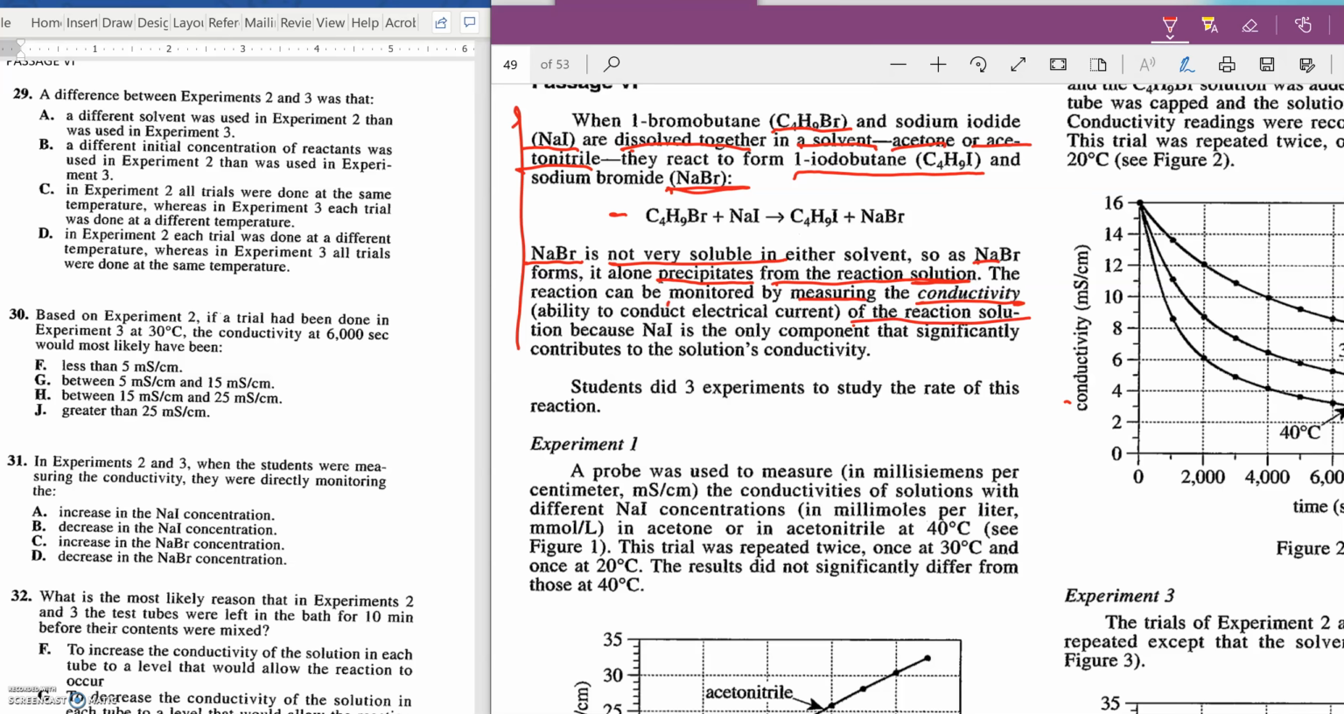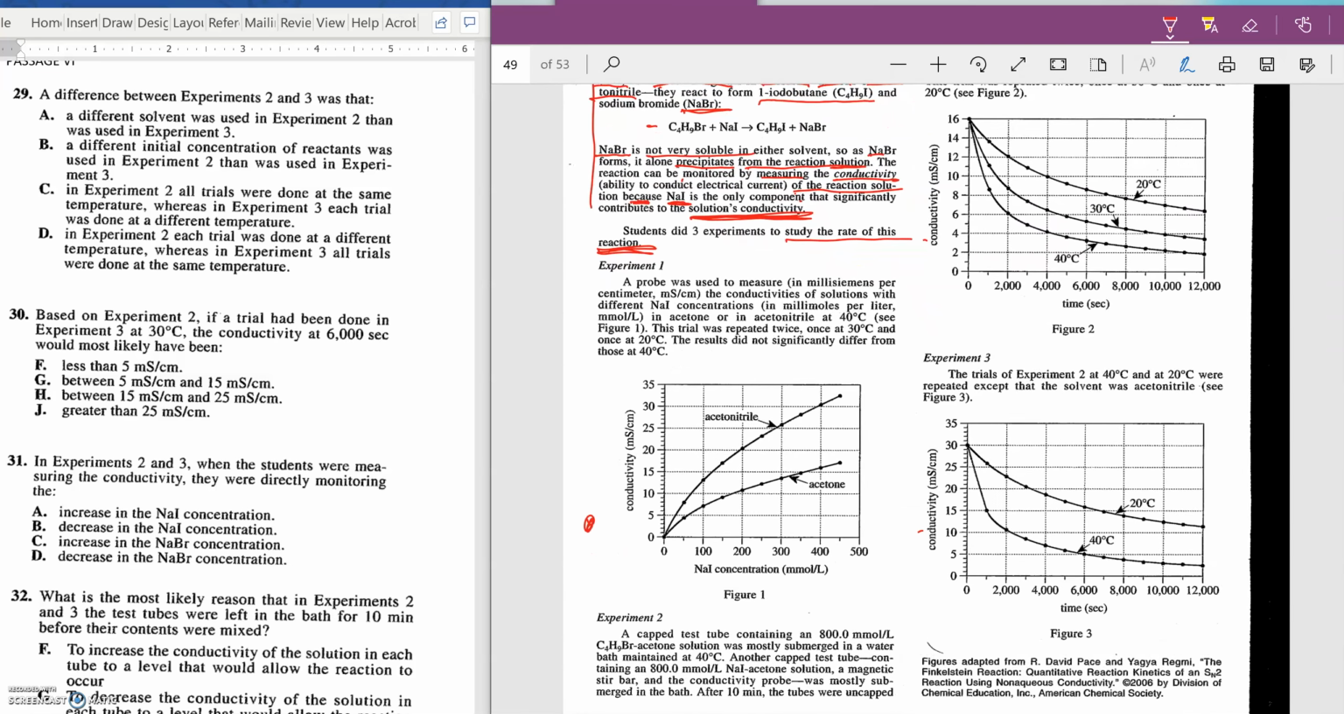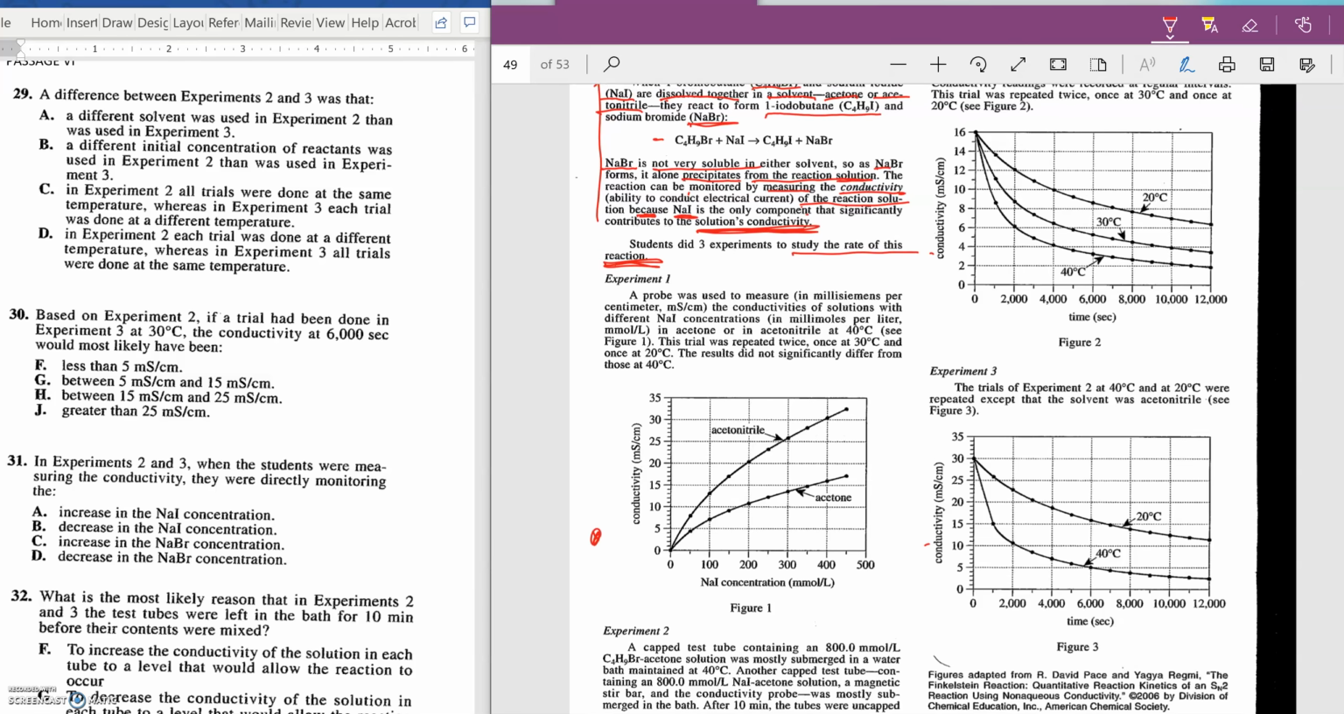Of the reaction solution, because it's always a good thing to know, because sodium iodide is the only component that significantly contributes to the solution's conductivity. Okay, so I guess that's okay. All right, I've got a better idea. And then they did three studies to study the rate of the reaction of the sodium bromide becoming a solid. Got it. All right, that's as much as I'm going to read. I won't read the experiments. I'll use the questions to tell me when I have to do that.